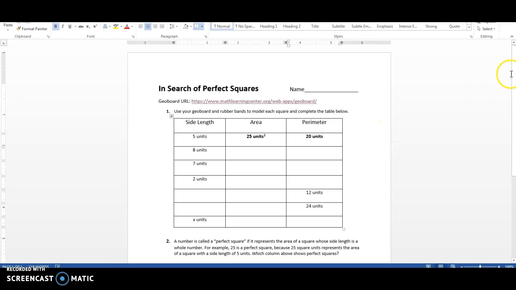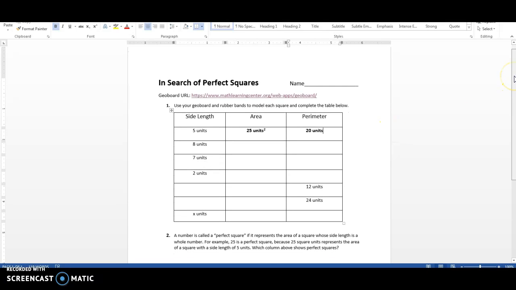All right. A number is called a perfect square if it represents the area of a square whose side length is a whole number. For example, 25 is a perfect square because 25 square units represents the area of a square whose side lengths are 5 units. Which column above shows perfect squares?